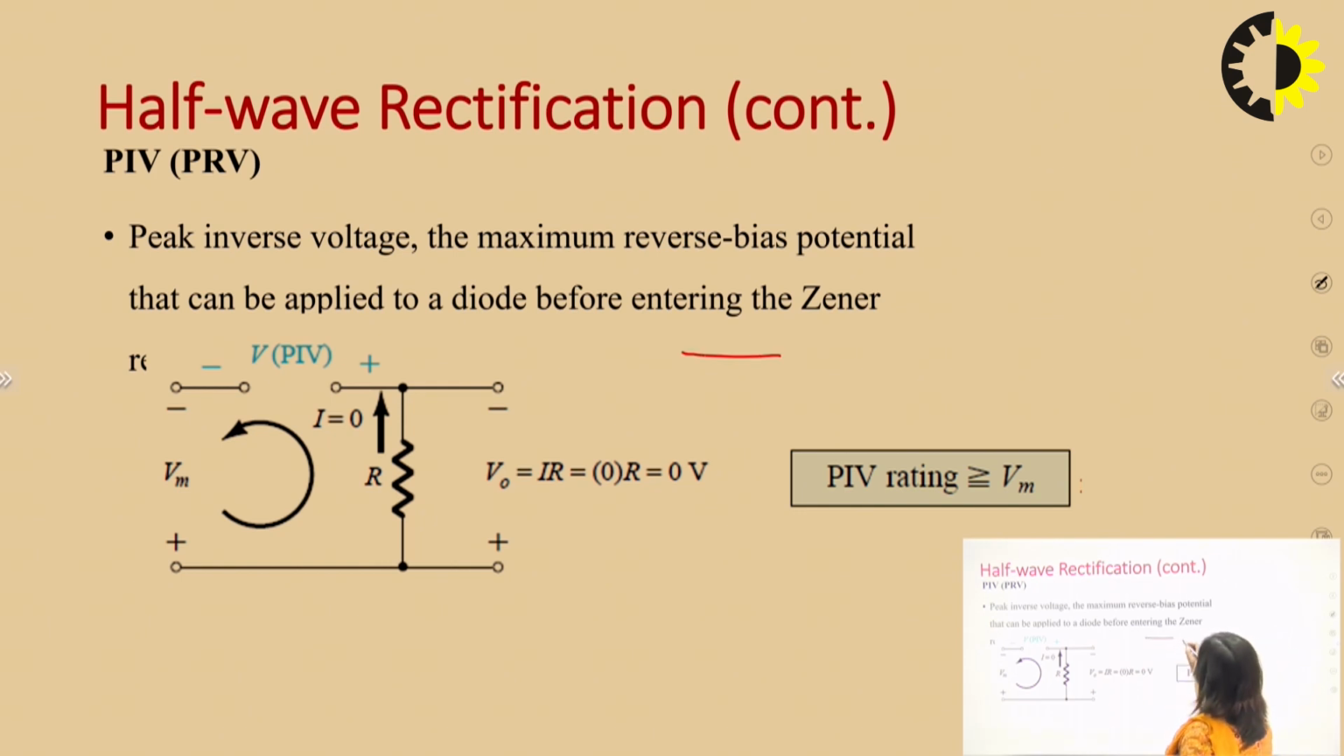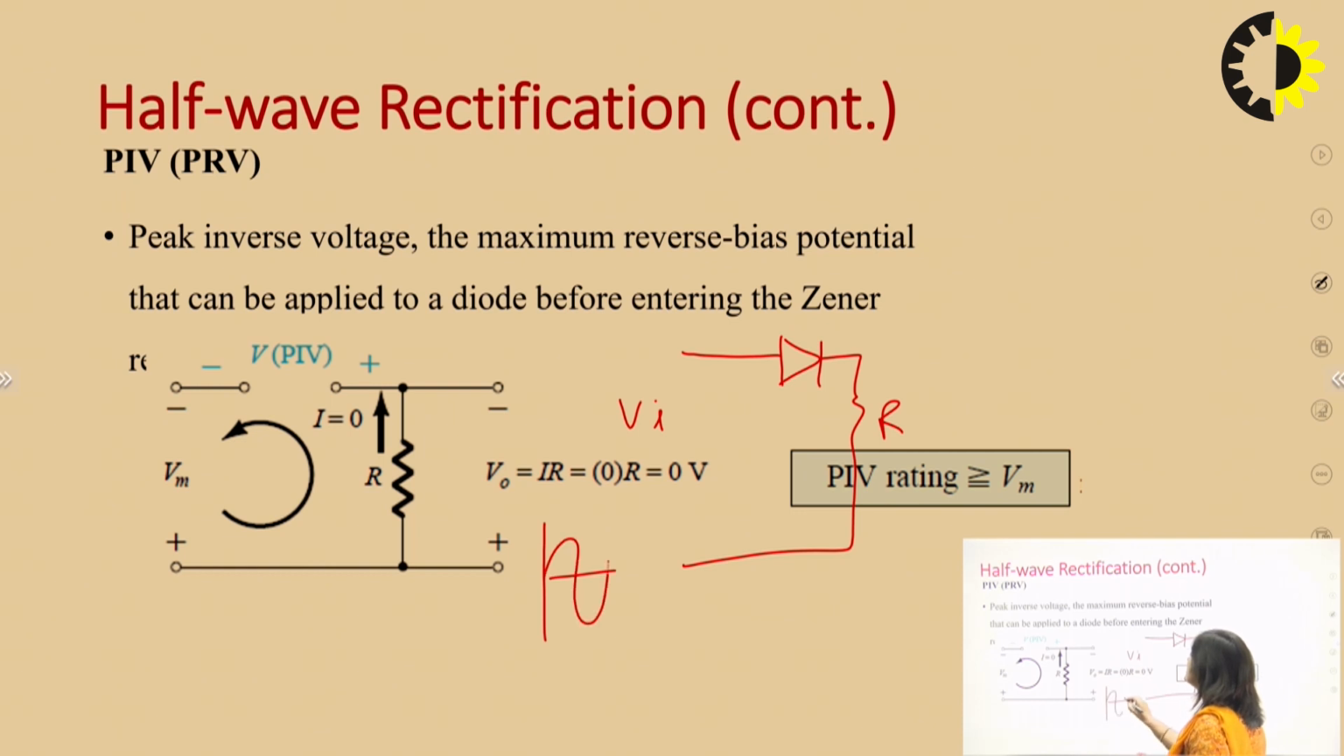Like we have this circuit. This is the resistance and this is the input. If we have a positive or negative cycle, this diode will be in reverse bias in the negative half cycle, which means this diode will be an open circuit. Now this is open, so here minus, here plus, so it will be your PIV. It means you have put this diode in reverse bias, and when it is in reverse bias, the voltage across this diode is called the PIV.